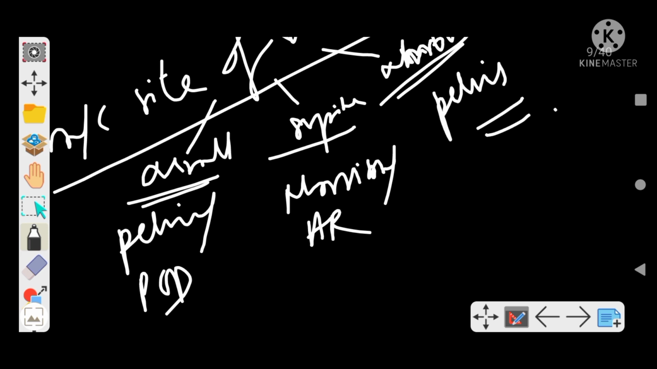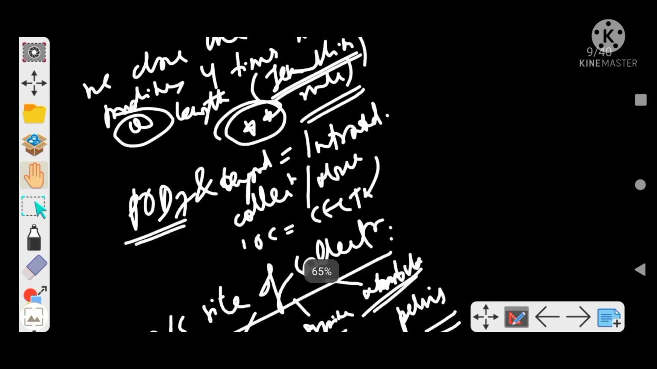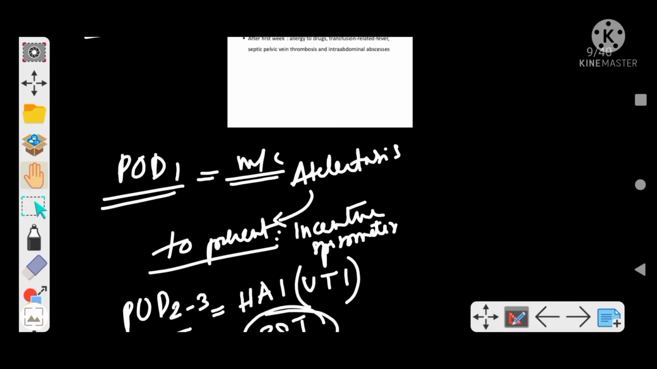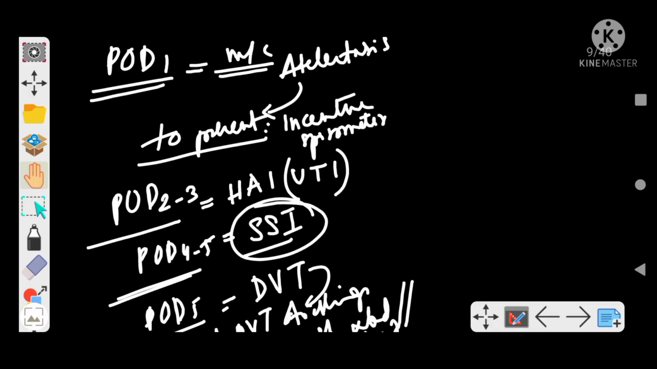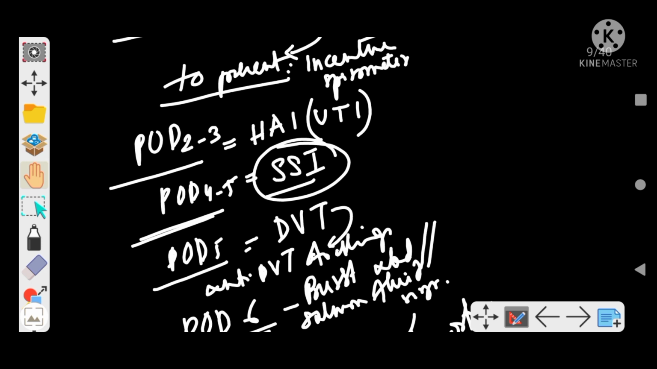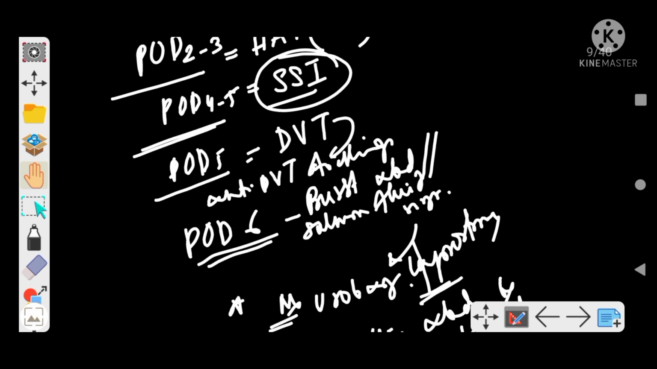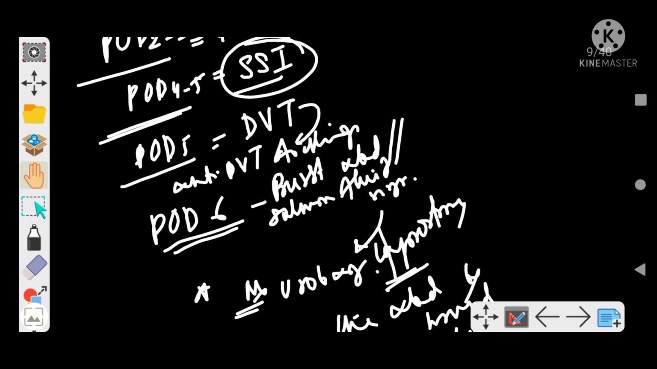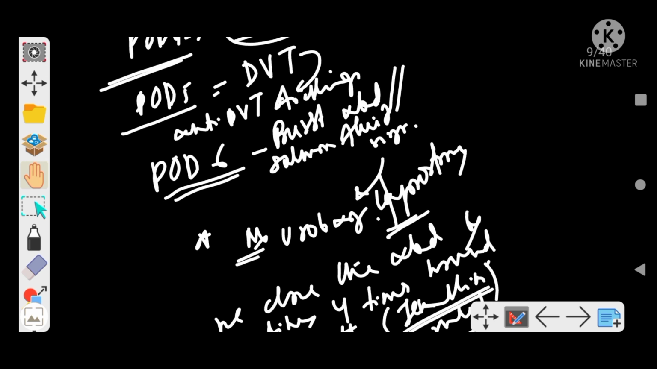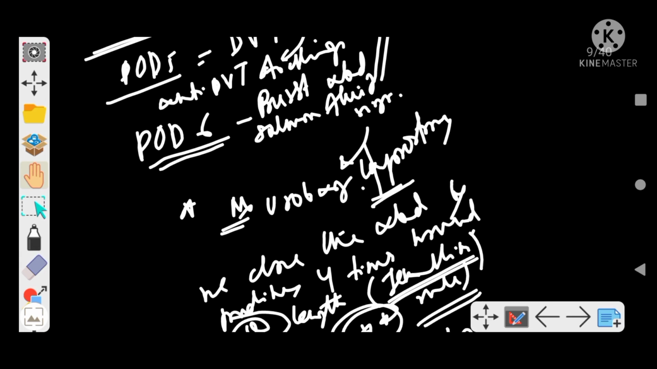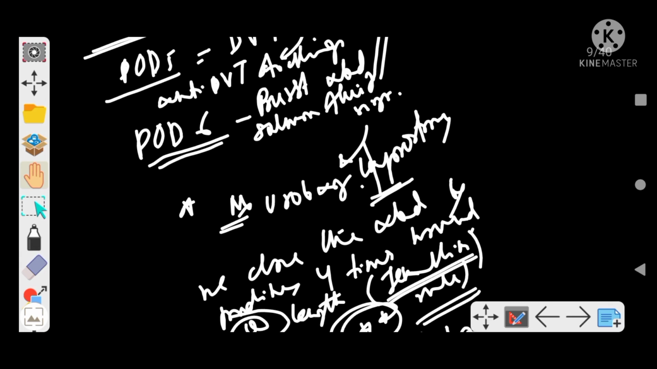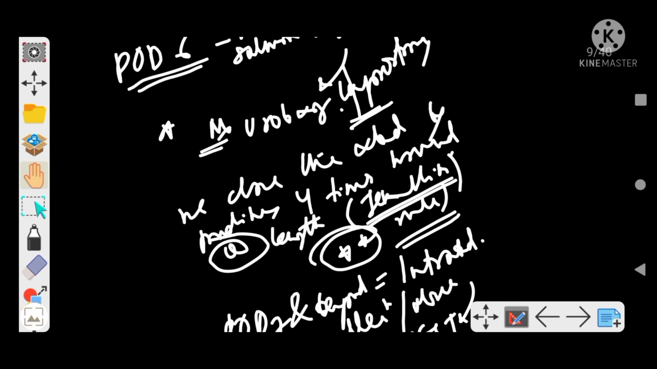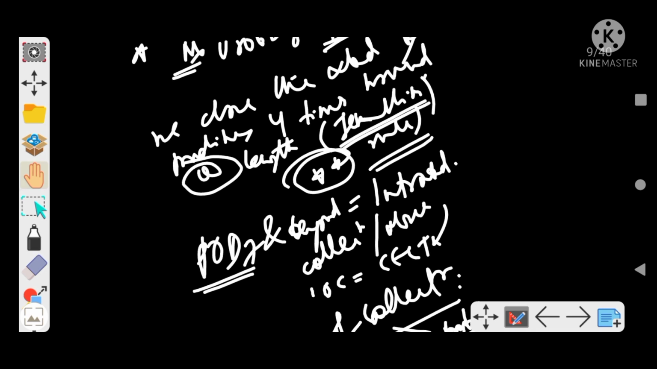So we will revise again whatever we have studied. On the first day, atelectasis is the most common complication, and to prevent it we have the incentive spirometer. For POD 2 to 3 you can have UTI. In the 4th to 5th day we can have surgical site infection, and on the 5th day we can have DVT. To manage it we have anti-DVT stockings, anti-shock garments. On POD 6 we can have burst abdomen or Salmon fluid sign. To manage it we have urobag laparoscopy. Here we close the abdomen with Prolene sutures, taking 4 times the wound length, which is the Jenkins law.